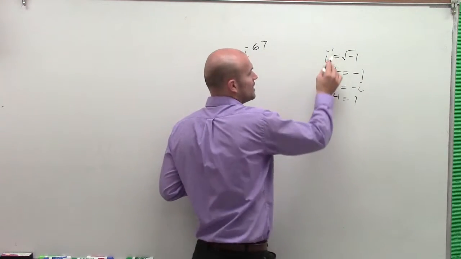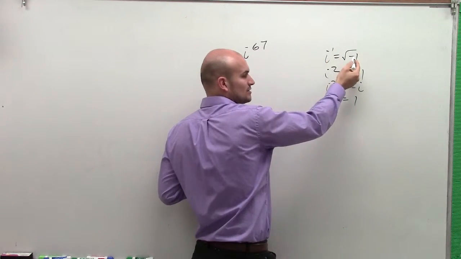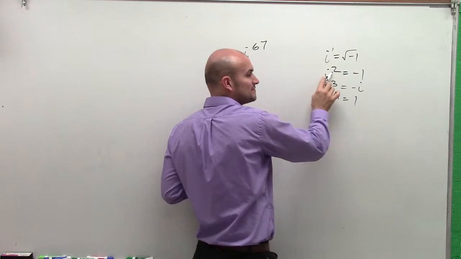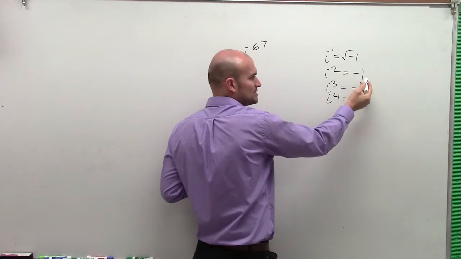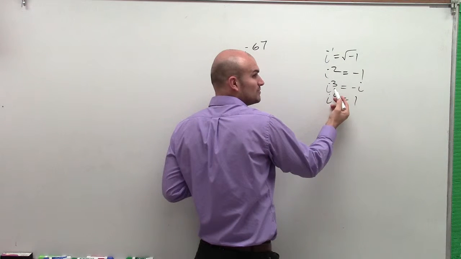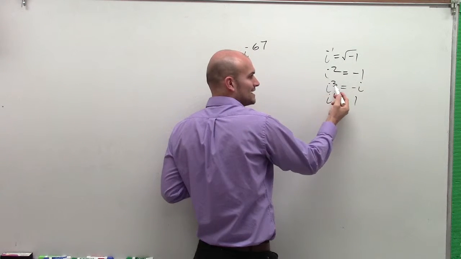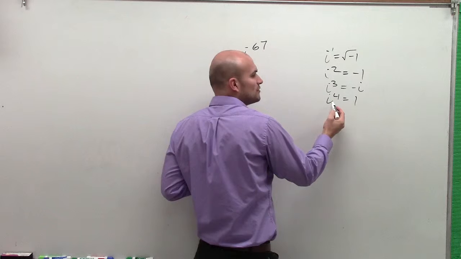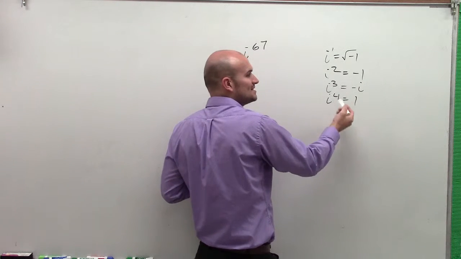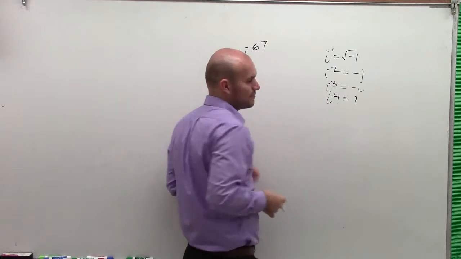If my remainder is 1, then I have i to the 1st power, which is equal to the square root of -1. If I have a remainder of 2, then it's equivalent to i squared, which is equal to -1. If I have a remainder of 3, it's equivalent to i cubed, which equals -i. And if I have i to the 4th, that means 4 divides into it evenly, which will have a remainder of 0.